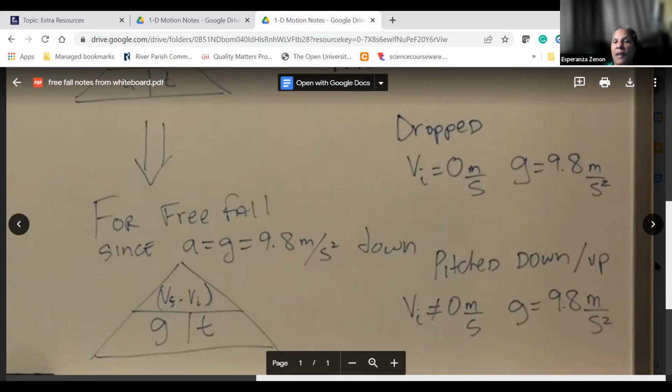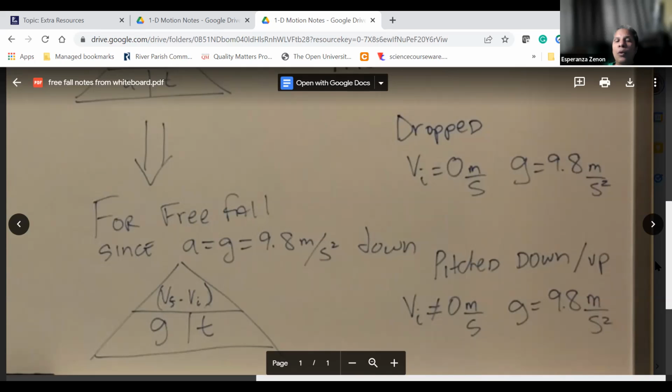So you have to ask yourself the question, if it's being dropped, and we put 0 in for VI, hey, we know two things now if it's being dropped. We know that its starting velocity is 0, and we know the acceleration G, 9.8 meters per second squared. So if it's being dropped, only two things I have to find, VF or T, depending on what the question asks, okay?